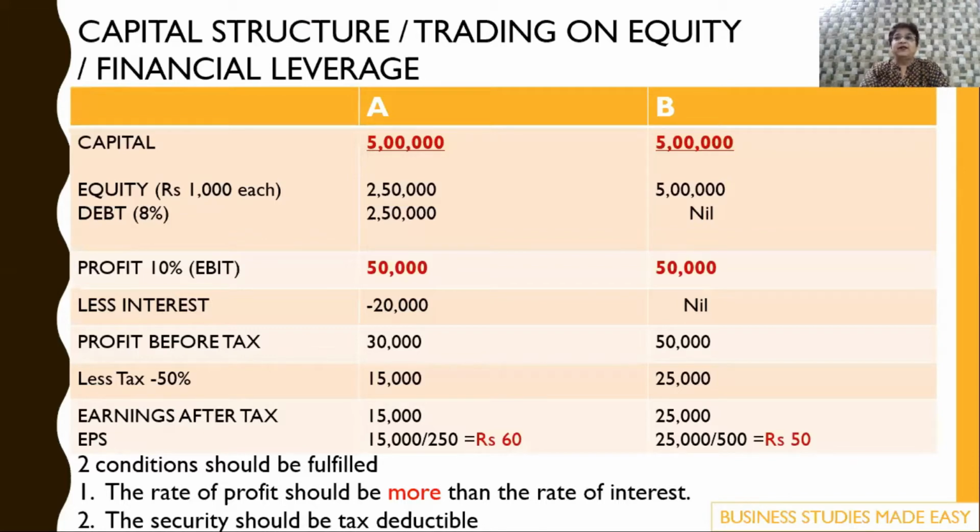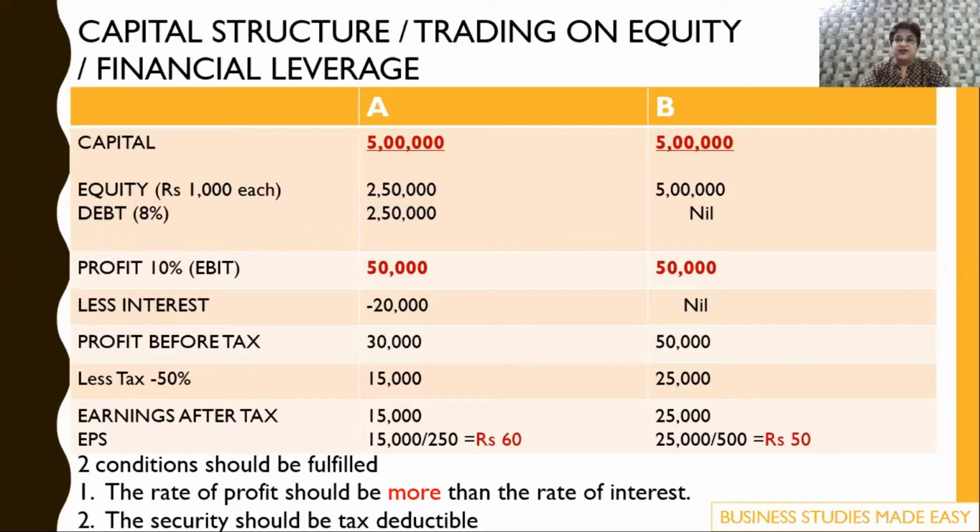Now, this example is very important, and I'm going to use this example again and again later on in this video. Now, let us compare two companies, A and B. Both the companies are the same. Both have the same capital. Both have the same profit. But company A shareholders are getting 60 rupees per share, and company B shareholders are getting only 50 rupees per share. How is that possible?